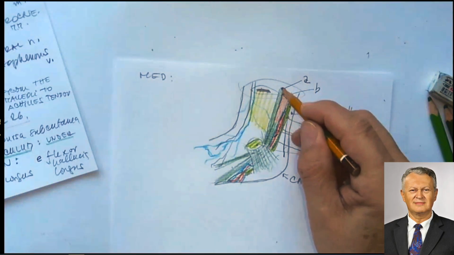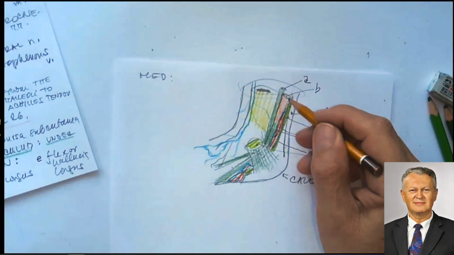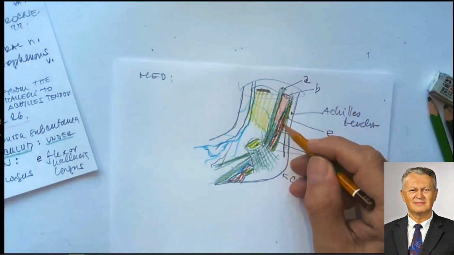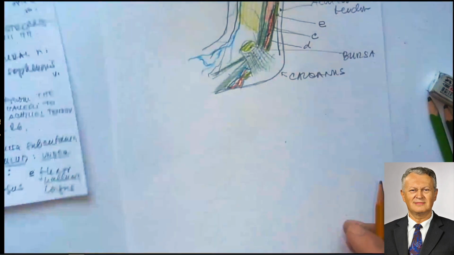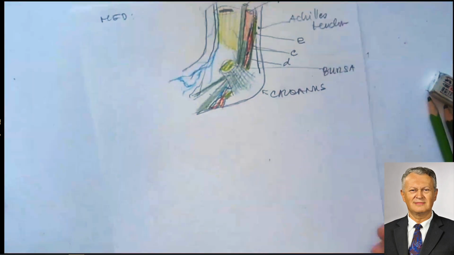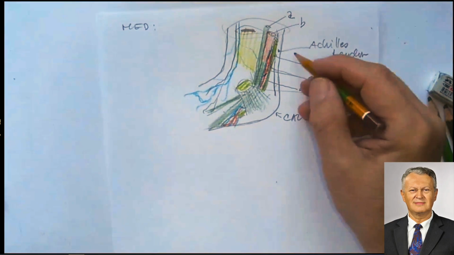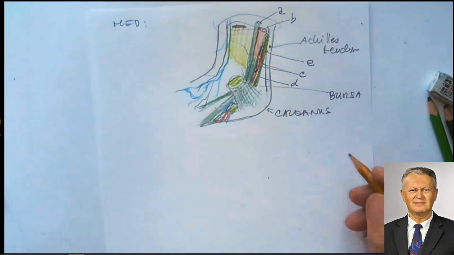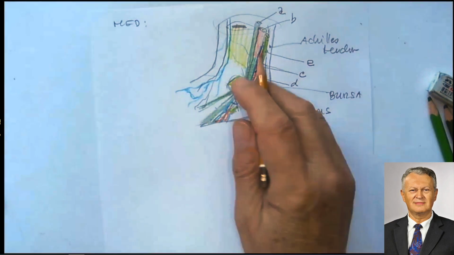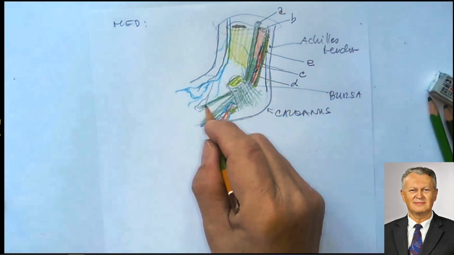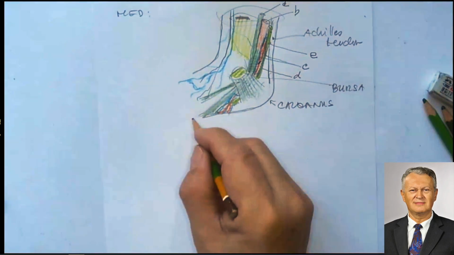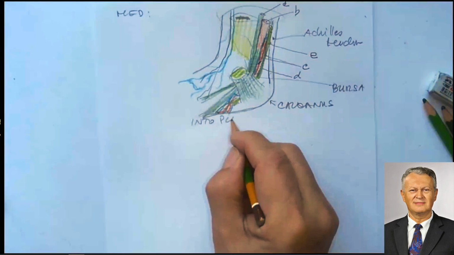So the most ventral is the posterior tibial muscle, then follows flexor digitorum longus, then vein, artery, vein, and nerve, and then finally the flexor hallucis longus. Achilles tendon runs distally separately. So all these structures, as you see, with the exception of the A, descend into the planta region. So I would say into planta.